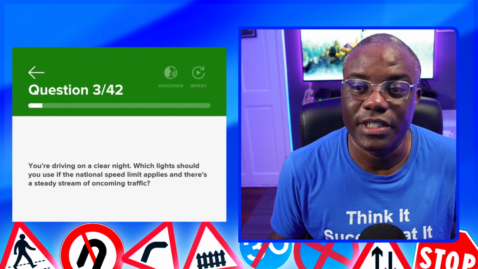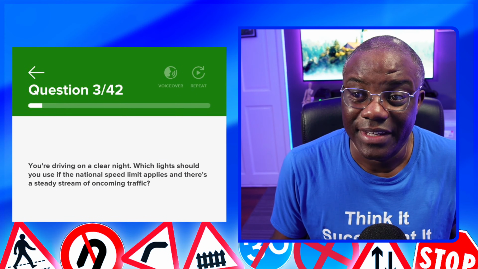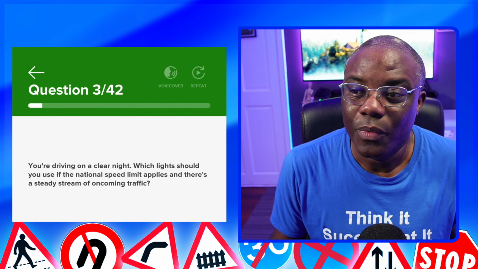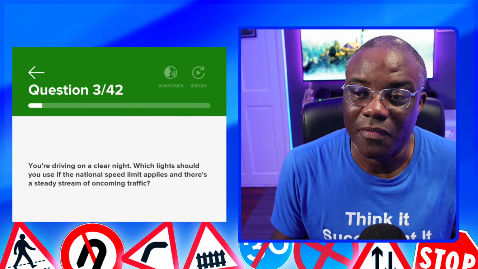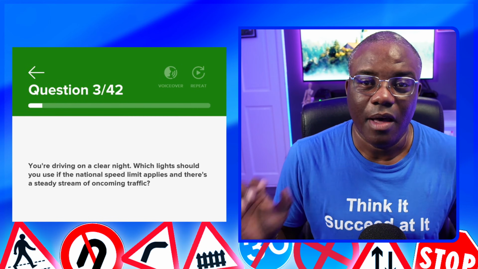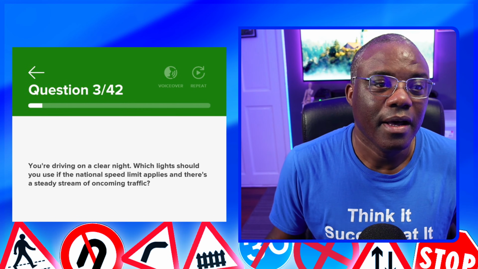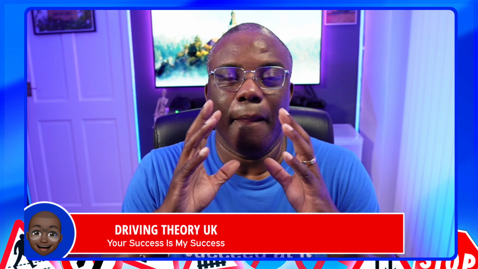So the first question is, you're driving on a clear night, so it's clear. Which light should you use if a national speed limit applies and there's a steady stream of oncoming traffic? So let me just quickly explain about lights.